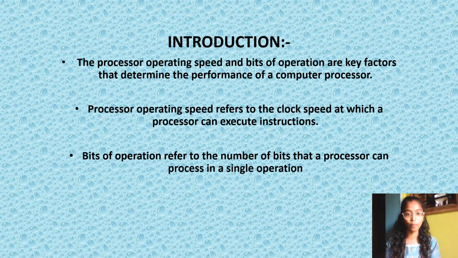Next, let us see the introduction to the processor operating speed and the bits of operation. The processor operating speed and the bits of operation are the key factors that determine the performance of the computer processor. Processor operating speed refers to the clock speed at which a processor can execute instructions. Bits of operation refer to the number of bits that a processor can process in a single operation.